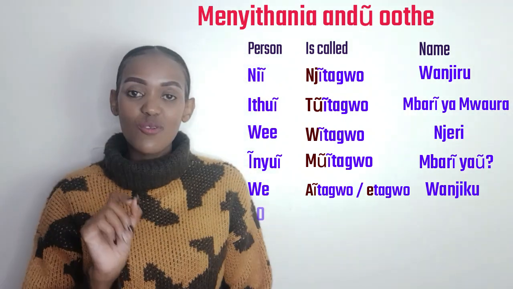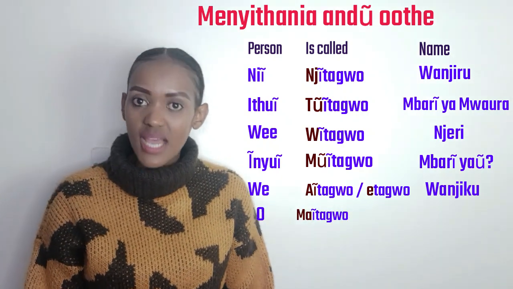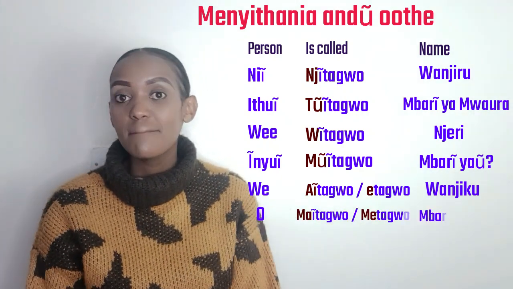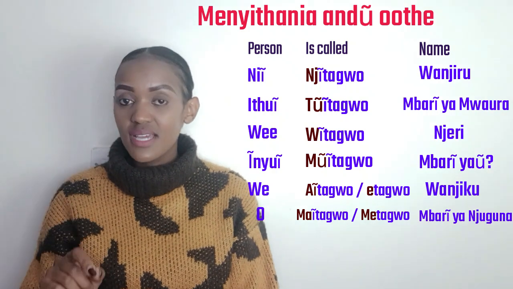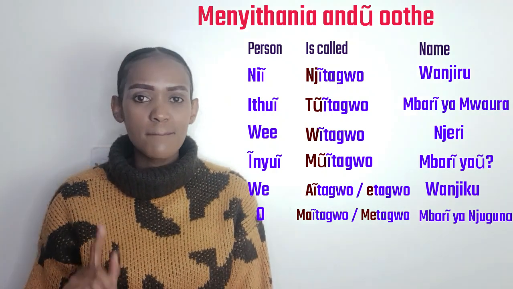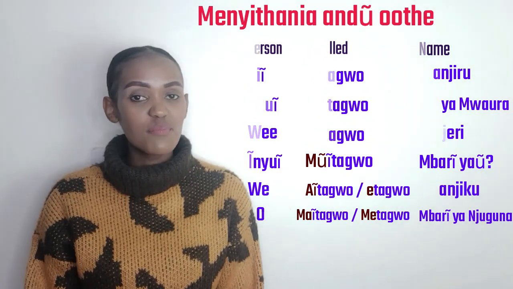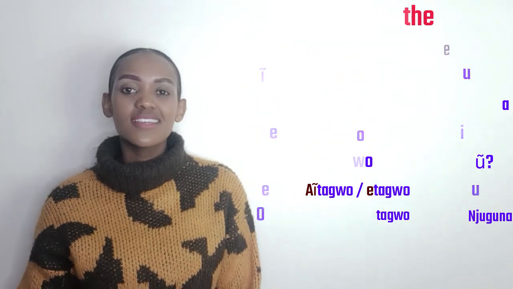Now for them, we will use maetagwo, which becomes me. Metagwo bare yao. Aya o metagwo bare yao. Metagwo bare ya jogona. Now, with that, you're able to introduce yourself, you're able to introduce you as a family, to introduce them.